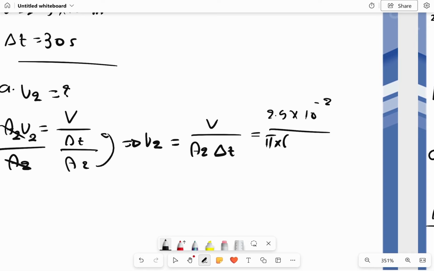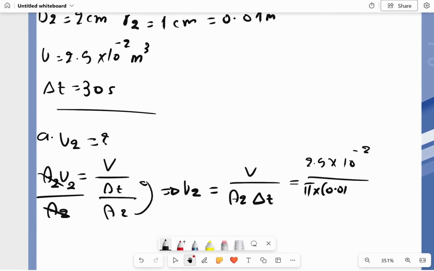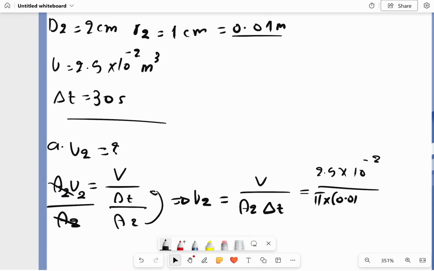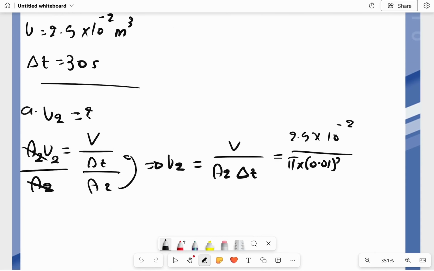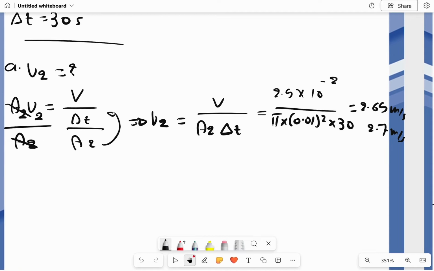This is the second radius, so 0.01. Yes, as you can see here, 0.01 all squared, then multiplied by time, which is equal to 30 seconds. And you get 2.65 meters per second, or you can just basically write 2.7 meters per second. This is part A of the question.